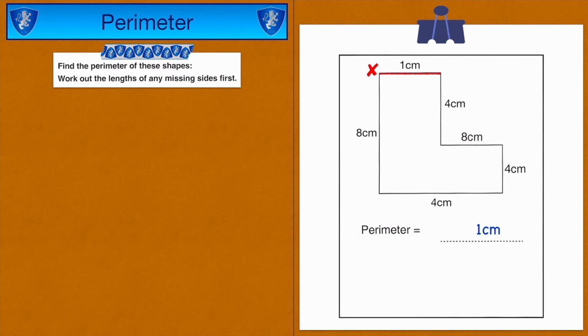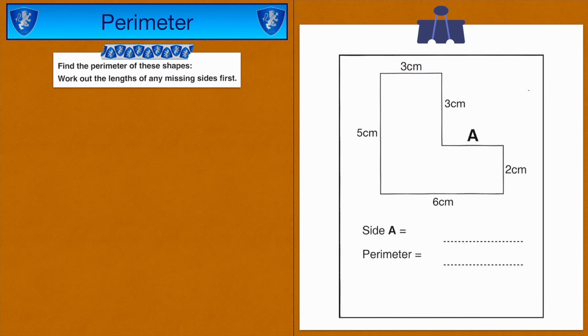So I'll start off with 1 centimetre, plus 4 is 5, plus 8 is 13, plus 4 is 17, plus 4 is 21, and plus 8 is 29. So quite straightforward, just go round adding it up as you go.